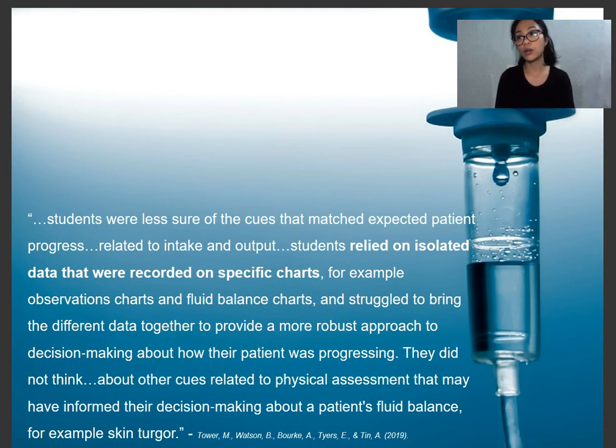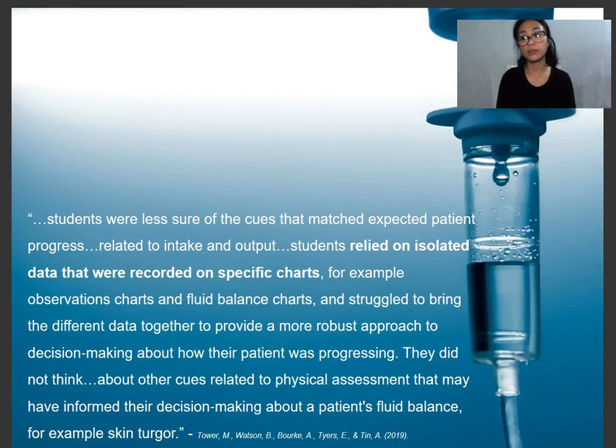Students were less sure of the cues that matched expected patient progress related to intake and output. They relied on isolated data that was recorded on specific charts, for example, the vital signs chart and the fluid balance chart, and they struggled to bring the different data together to provide a more robust approach to decision making about how their patient was progressing. They didn't think about the other cues related to physical assessment that might have informed their decision making about a patient's fluid balance, for example, skin turgor.